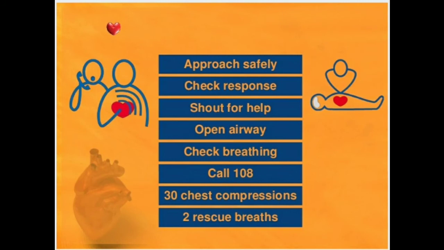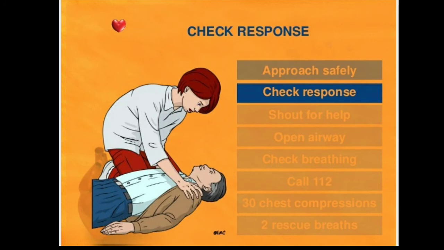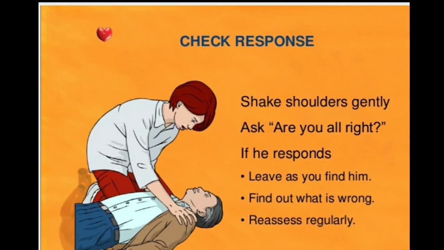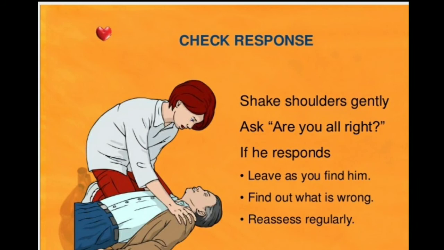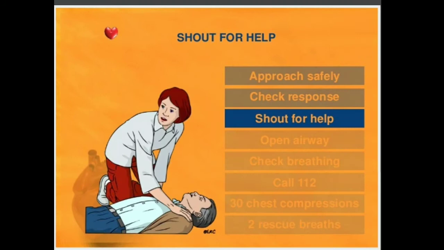Number 1, approach safely. Watch and observe. Number 2, check for response. Shake the shoulder gently. Ask, hey, are you okay? If he responds, leave as you find him. Find out what is wrong and then reassess regularly. Shout for help and then open the airway.